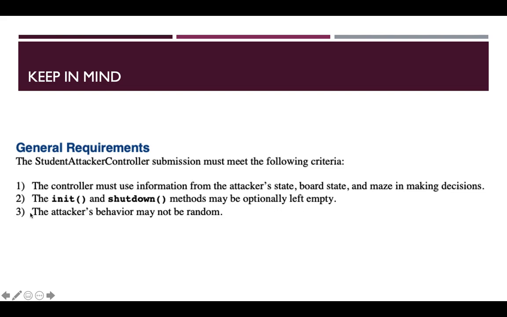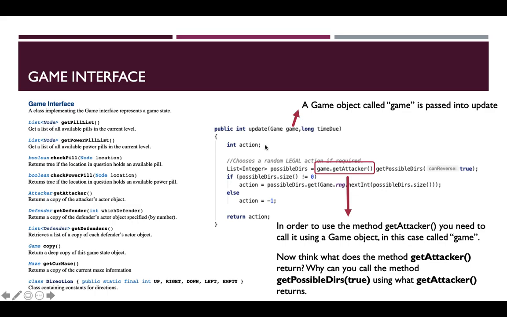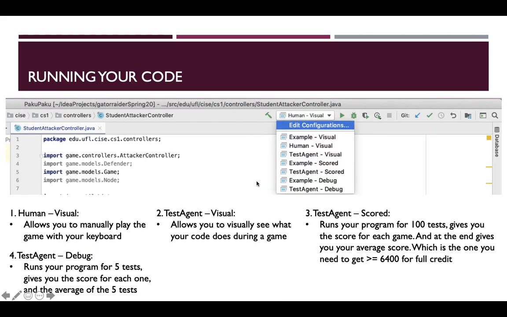And then also remember the attacker's behavior may not be random. So what does that mean? The code that comes when you first clone it, this snippet here, is random. So you want to make sure that you take this off when you start implementing it on your own, because this is not allowed for your project submission.